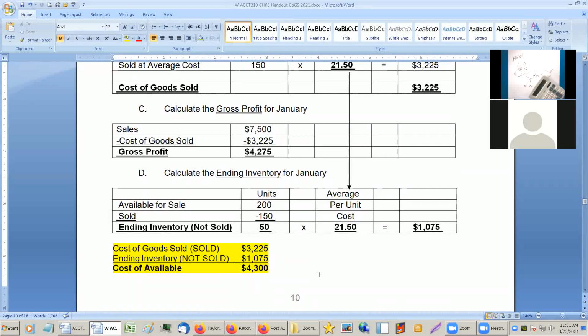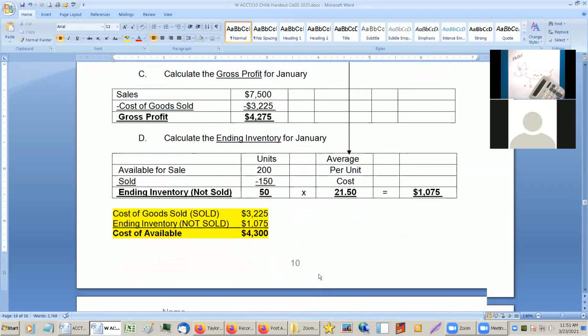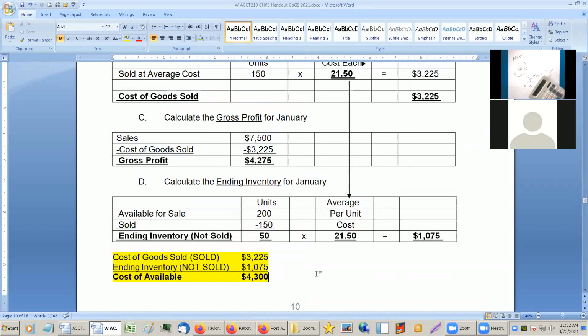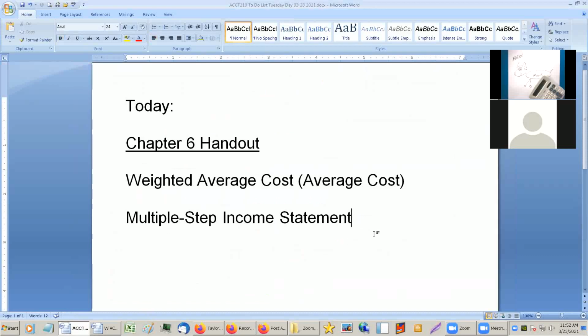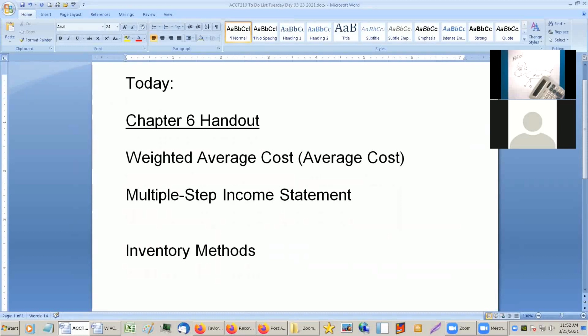Question on that? Okay, so that is the three ways that we're going to do the inventory: LIFO, FIFO, and average cost. Let's see, FIFO first. FIFO, which probably is the most accurate.